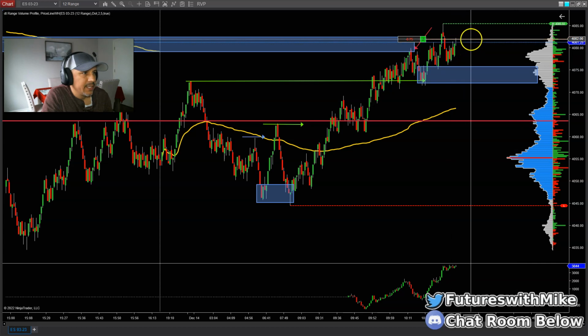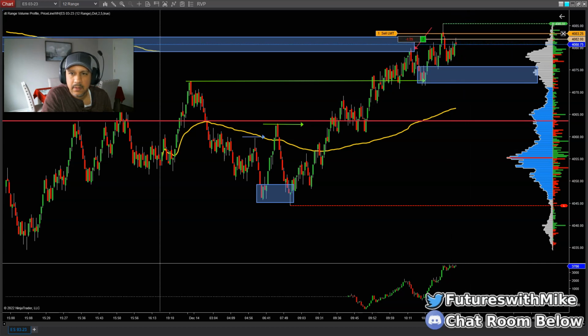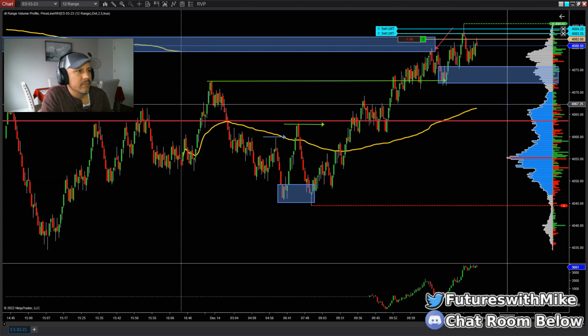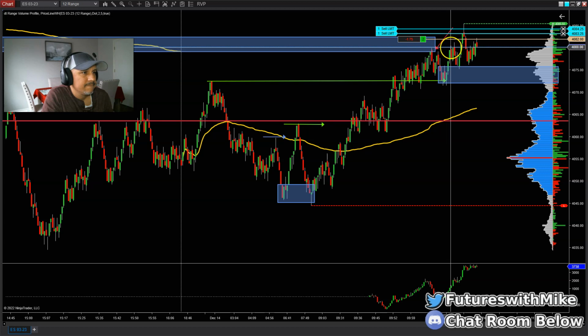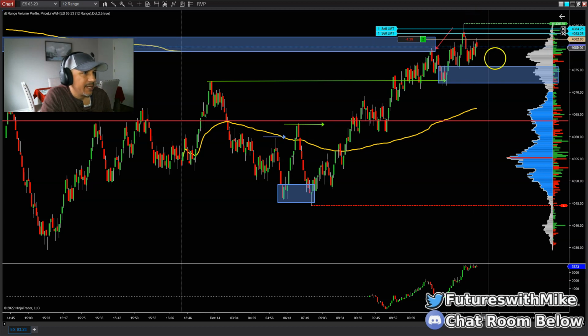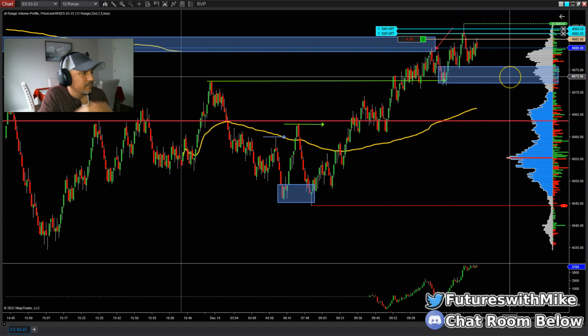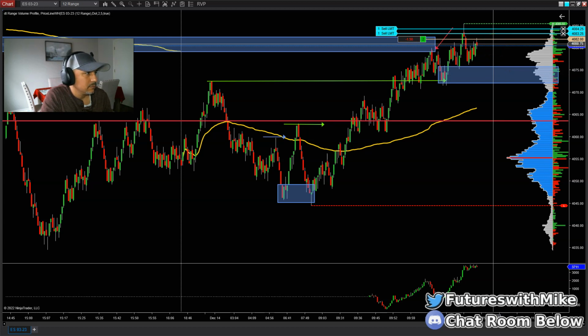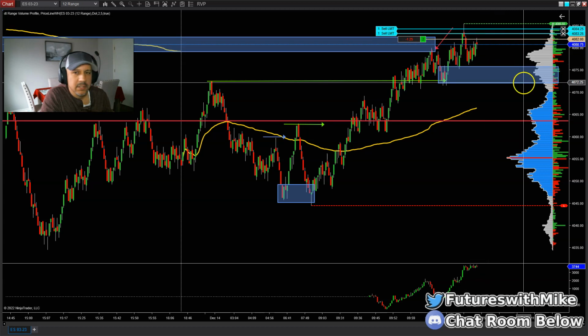All right, so I'm going to go ahead and take a long entry here. I think price is going to come here and take out this area up here. Let me see. We can get a pullback first. Early on the trade, should wait for the pullback and then go long, but I think price is going to take this area up here out. Like I said, it could pull back and then break higher.